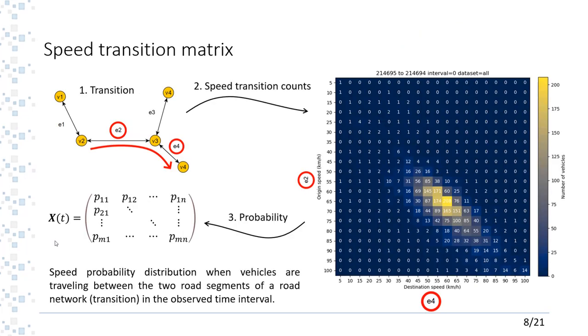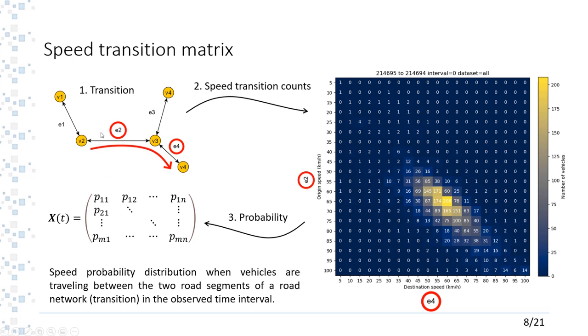So let's explain the speed transition matrix. First, let's define the transition. In this paper, we define a transition as the movement of vehicles between two links on the network. For example, on this simple graph, if you're traveling between the vertices V1 and V4, you will have two transitions. The first one would be E1 to E2 and the second one from E2 to E4.